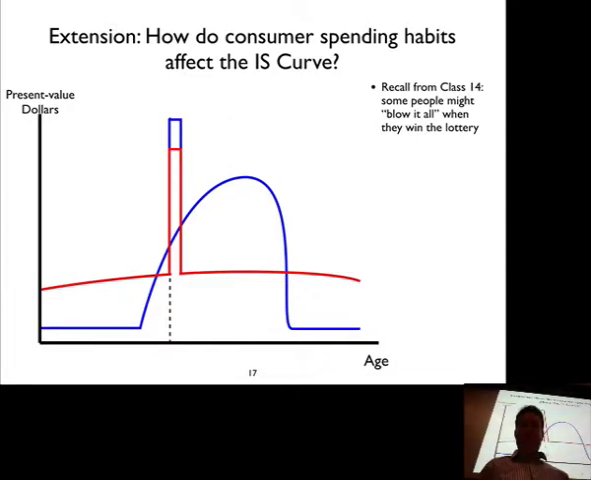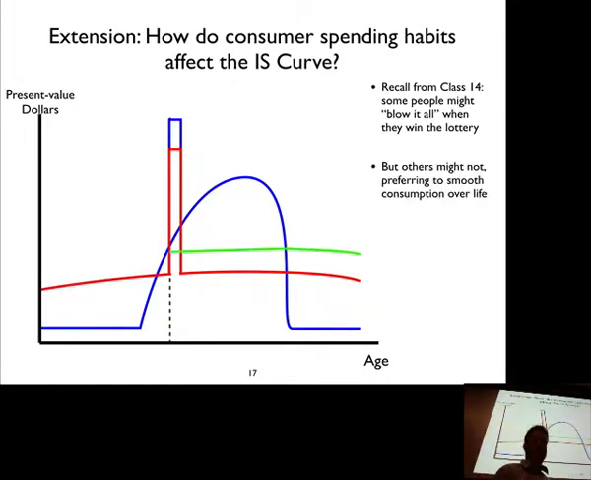That's one way of approaching a lottery winning, but others might decide to smooth consumption a bit more. So they get the red line and then the green line, so they don't ever jump up. They get the red line at the beginning and then the green line. They just elevate their consumption a little bit. So which is more typical? Do people who win the lottery blow it all?